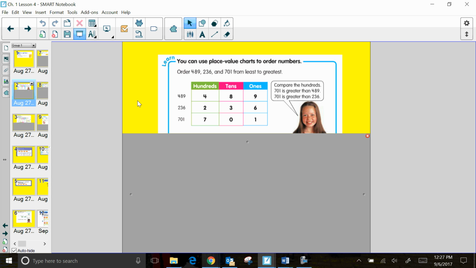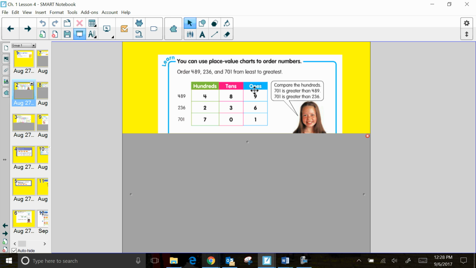You can use a place value chart to help you order numbers. This separates each place value and makes them easier to read. If we were to order 489, 236, and 701 from least to greatest, that's smallest to biggest, we could look at our chart here and separate each digit into its place value: hundreds, tens, ones.